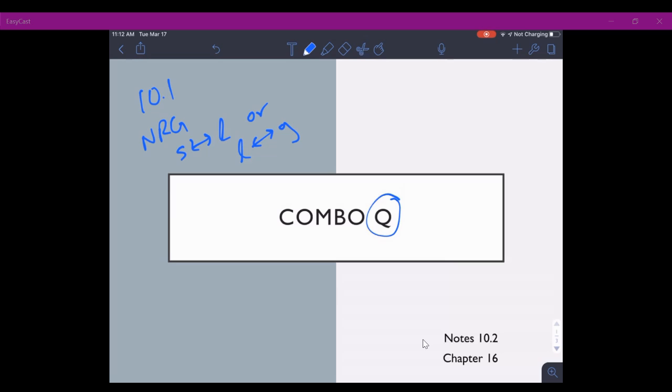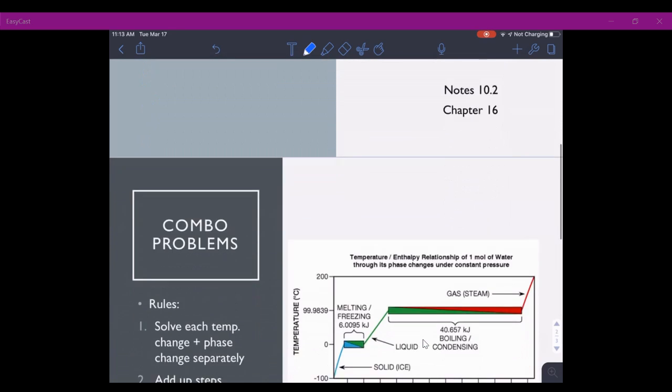What we want to add in today for 10.2 is looking at the energy required to change temperature. In 10.1, there was no temperature change, just a change in state. Today for 10.2, we're looking at changing temperature. The reason I call it combo Q is because we're then going to combine a change in temperature with a change in state.